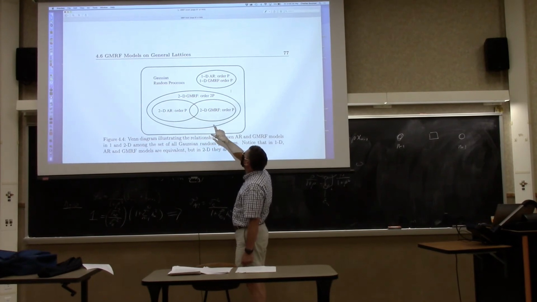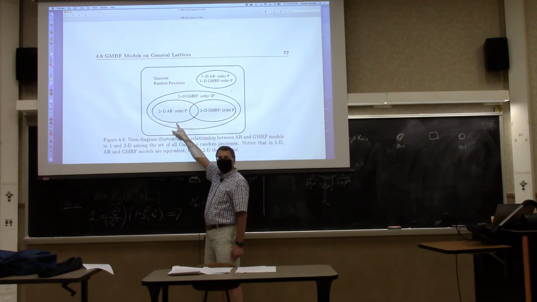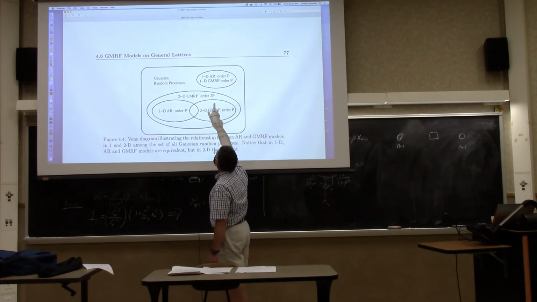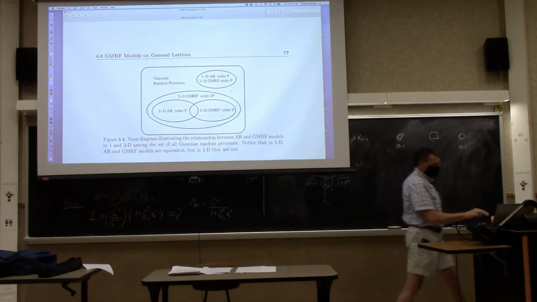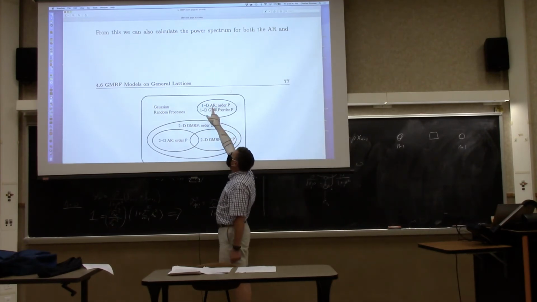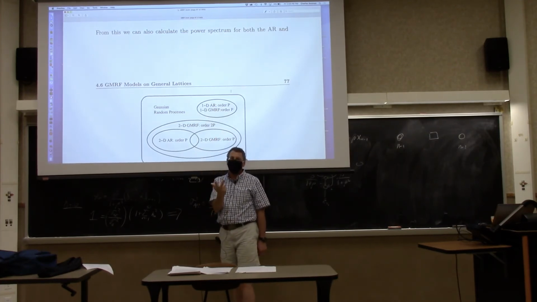Now, you can have an order P AR model, okay? So let's do the top case first. Let's say you have an order P AR model, and let's say P is 2. That means you use the last 2 samples to predict the current sample, and that gives you the mean square error predictor. So all the other samples of the past are conditionally independent given the last 2 samples, okay?